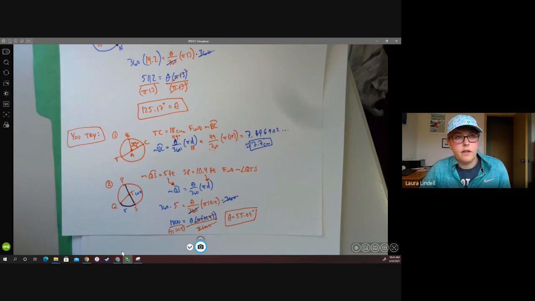So looking at both of these, any questions, any numbers we're not sure where they came from, any steps we're not sure how they happen?